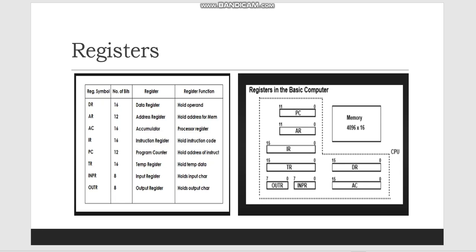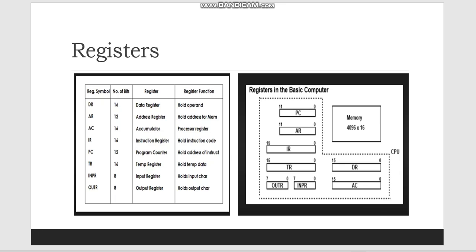The memory unit has a capacity of 4096 words and each word contains 16 bits. 12 bits of an instruction word are needed to specify the address of an operand. This leaves 3 bits for the operation part of the instruction, and a bit to specify a direct or indirect address. The data register DR holds the operand read from memory.